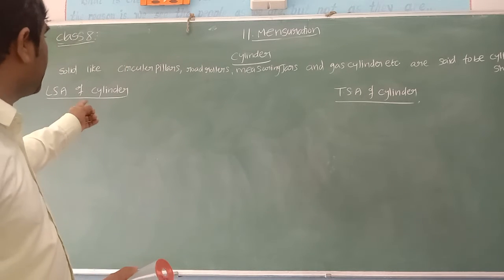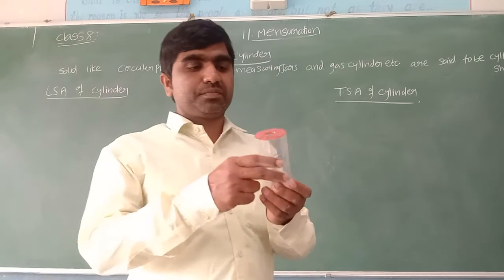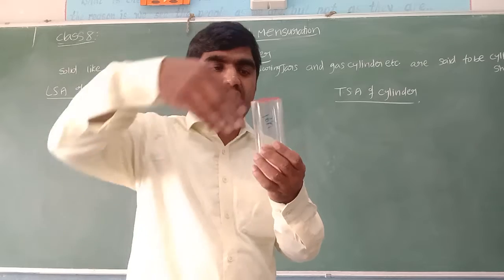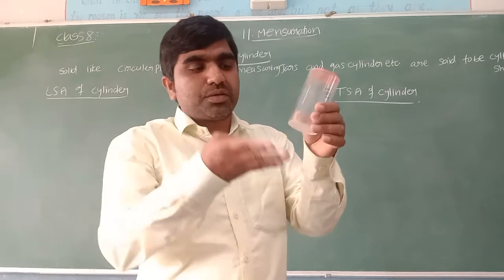Now let us see how to find the lateral surface area and total surface area of a cylinder. What is meant by lateral surface area? Only this curved face, except the top circle and the bottom circle.